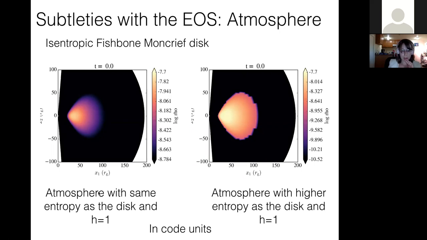And here I'm going to show two different movies to show the different subtleties that we found. We first said, okay, let's try to make the atmosphere with the same entropy as the disk and an enthalpy equal to 1, which is what's used in the Fishbone-Moncrief for the atmosphere. So you have an atmosphere where the enthalpy is 1.